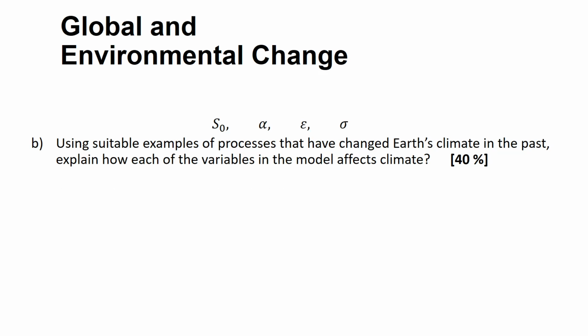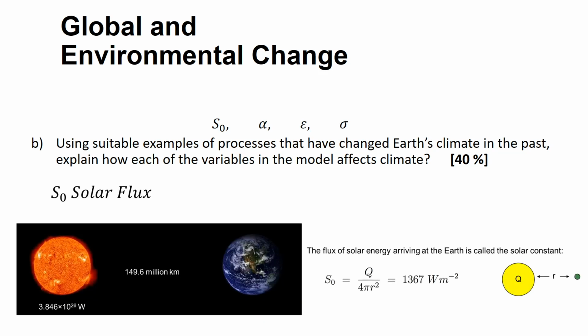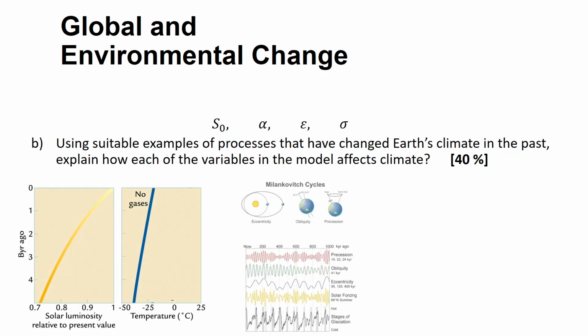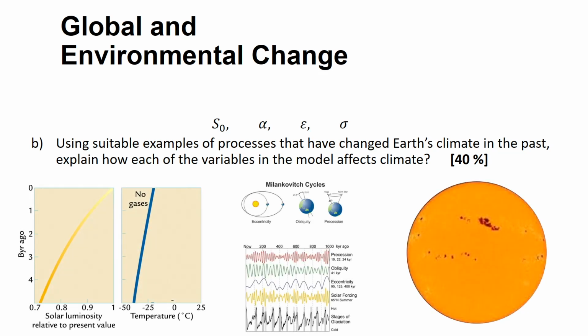But looking now to the solar flux. If we look at solar flux, this is a combination of how powerful the sun is and how far we are away from the sun. So the hotter the sun is, or the closer we are to the sun, the greater the solar flux will be. And then we can look at some examples in the past of how that has changed.